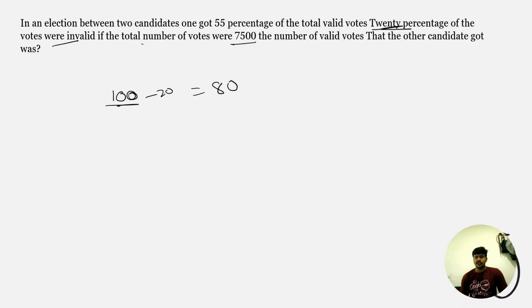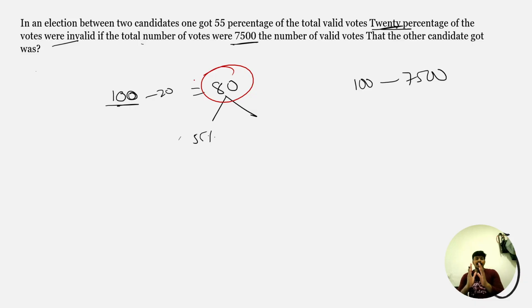If the total number of votes were 7,500, find the number of valid votes that the other candidate got. So we have 100 total votes as 7,500, and you need to find out how much the other person got. Out of the valid votes, 55 percent went to the winner, because he got 55% of the valid votes. Now your valid votes are 100 percent; in that, 55 percent went to the winner. That means the loser got how much? 45%, that is, 45% of the valid votes, not the original.